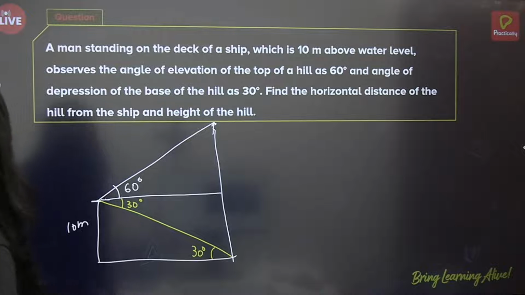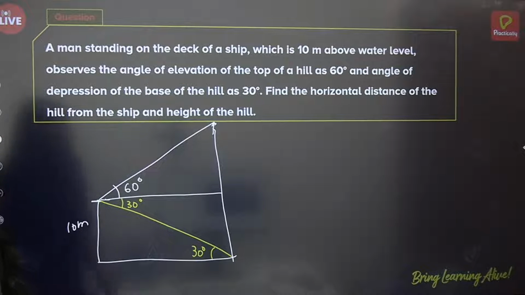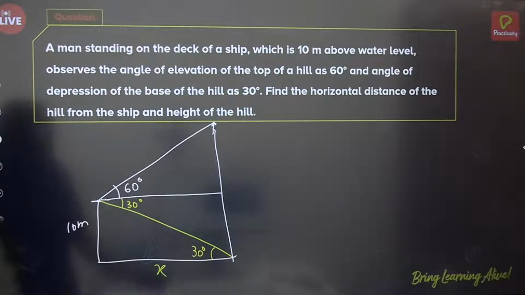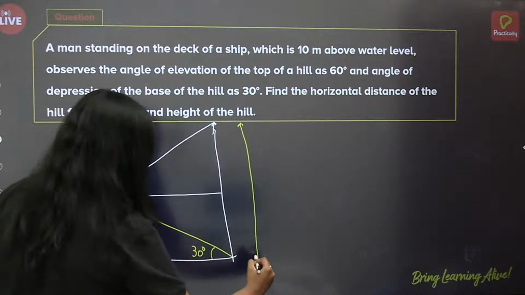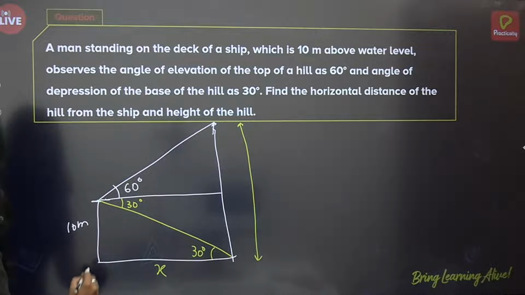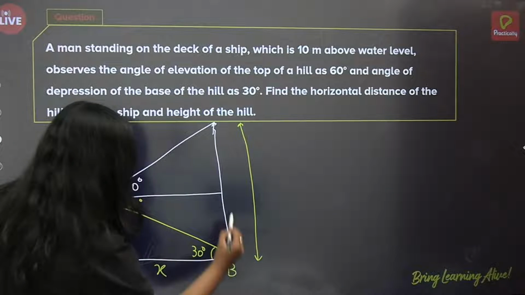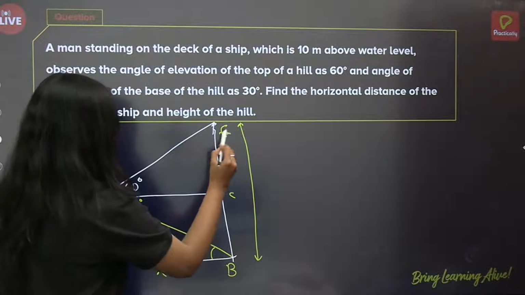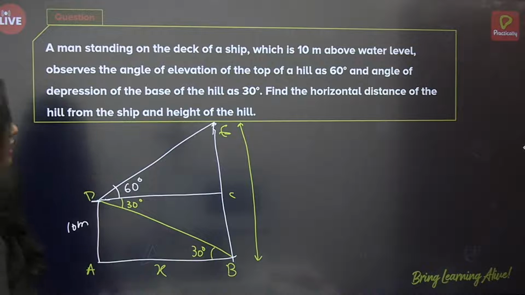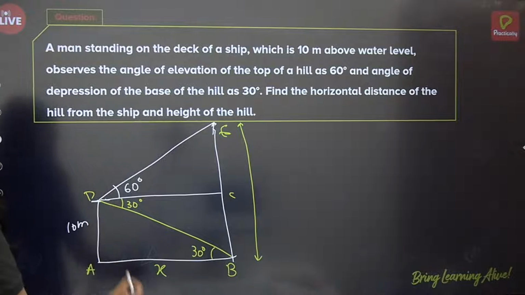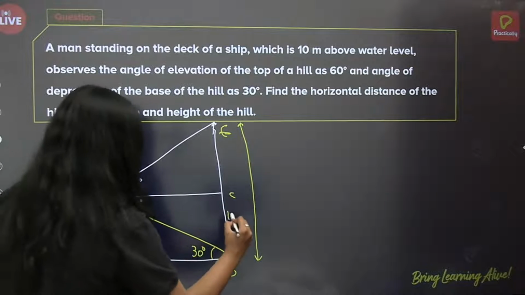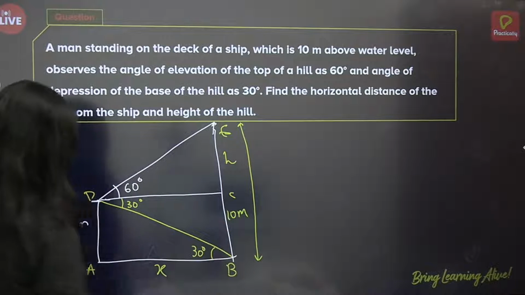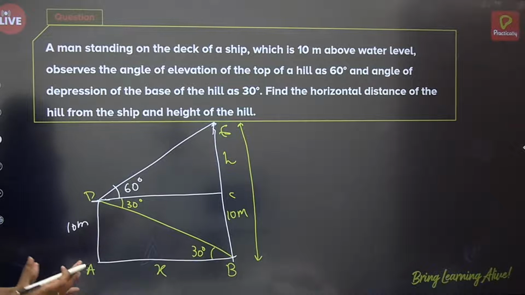Find the horizontal distance of the hill from the ship. So this distance we have to find, that is distance x, and also the height of the hill. So we have to find this height. First let us name these A, B, C, D, E. Sorry, this is E. Now if AD is 10 meters, and the angle is 90 degrees, this will also be 10 meters. Let me take CE to be H. This is X.